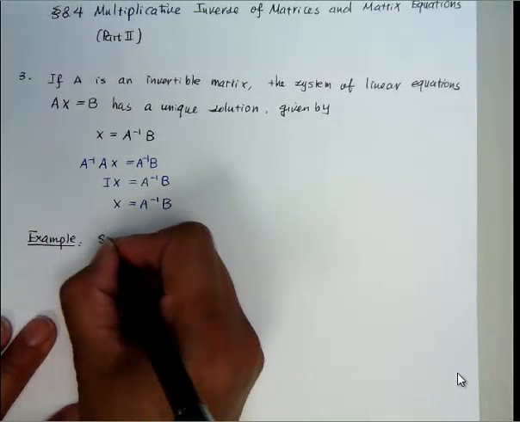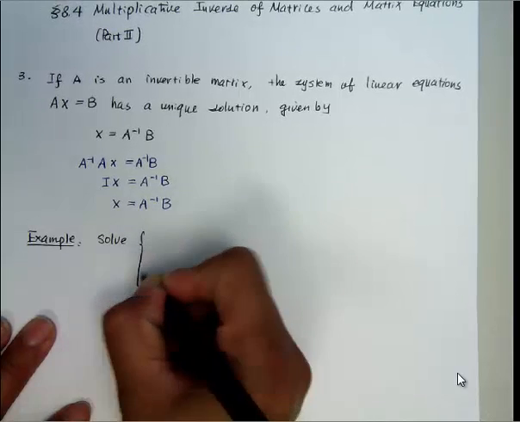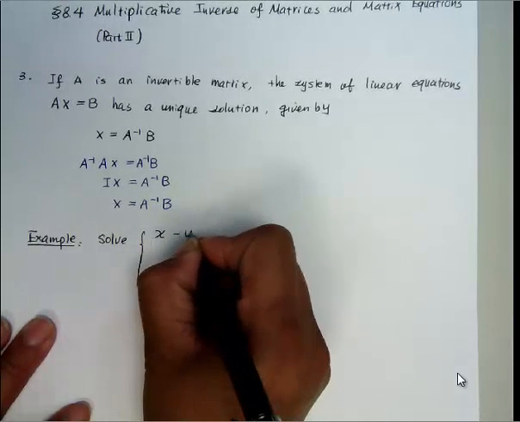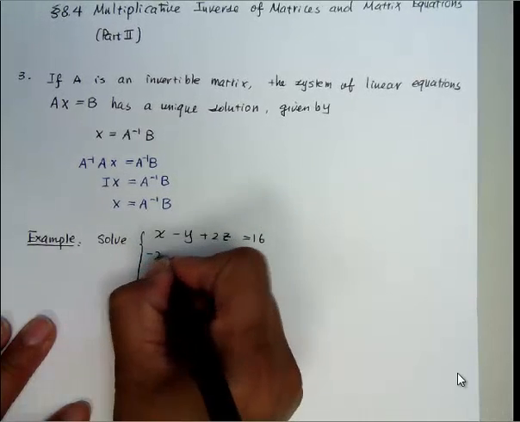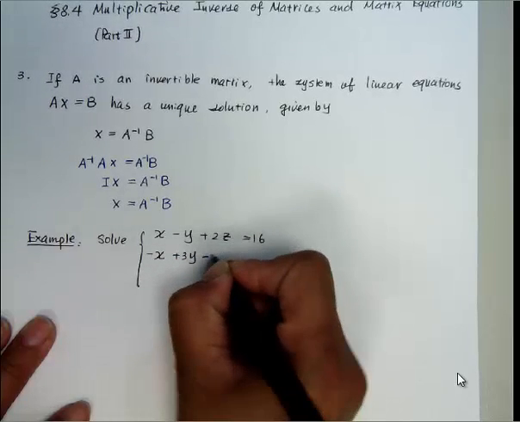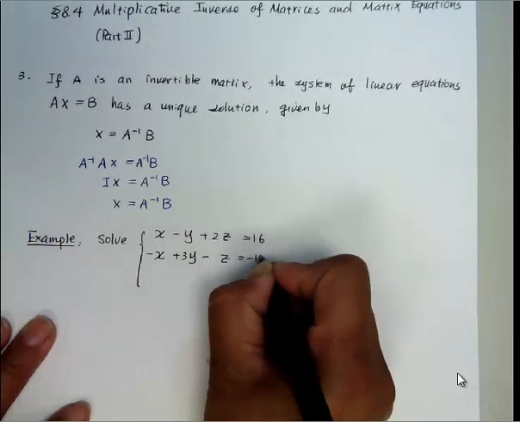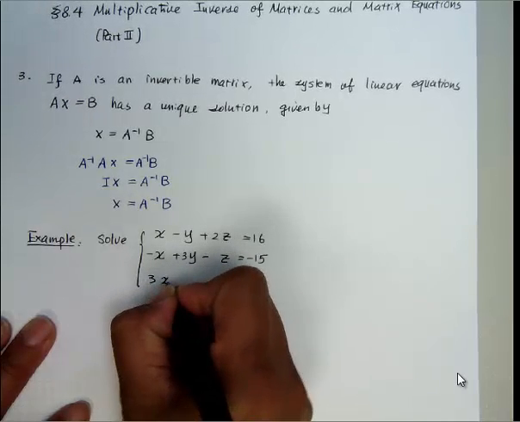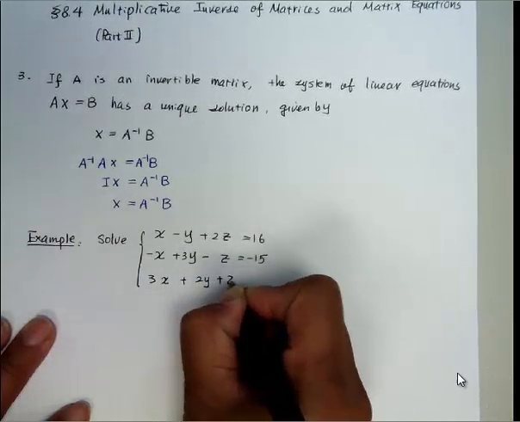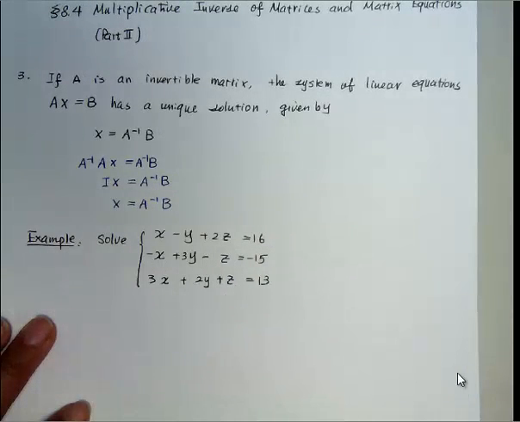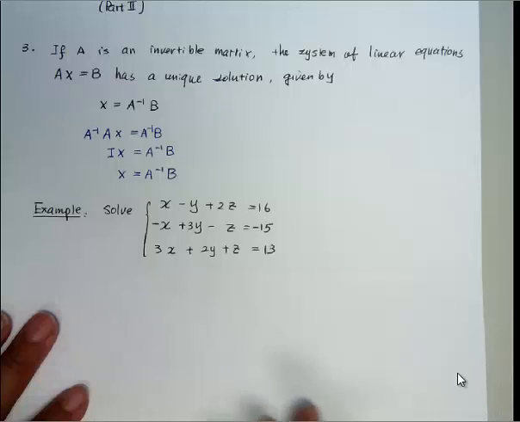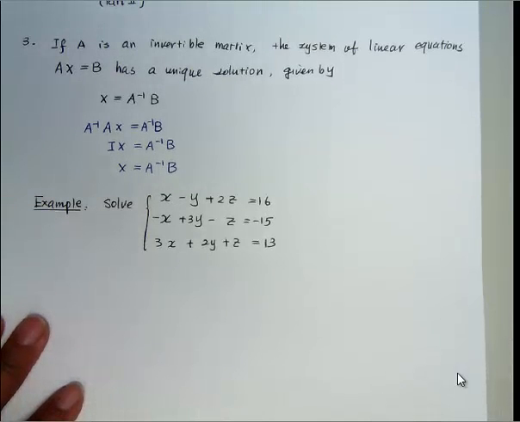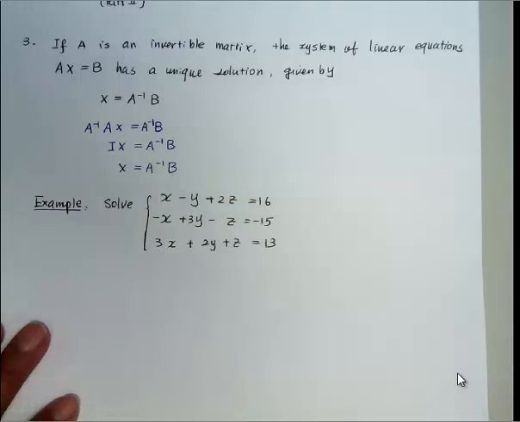We are going to solve this system of equations. Let's use a 3 by 3: x minus y plus 2z equals 16, negative x plus 3y minus z equals negative 15, 2y plus z equals 13. So this is the system. We have learned the substitution method, elimination method, Gaussian elimination method, and Gauss-Jordan method. But right now we are going to use the matrix equation.